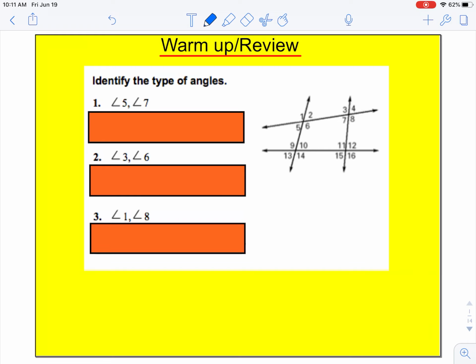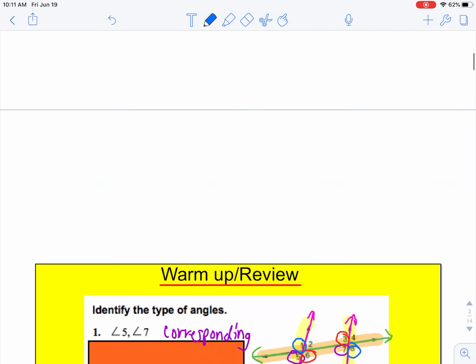Section 3.2, we're going to look at parallel lines and transversals. In the last lesson, we looked at just two lines being cut by a transversal. So in this first slide, I'd like you to try to identify the types of angles for questions 1, 2, and 3.